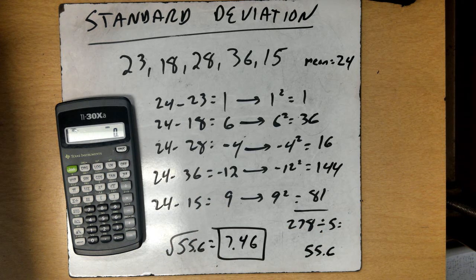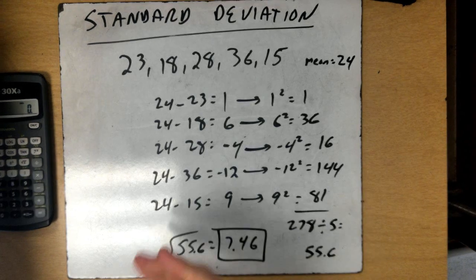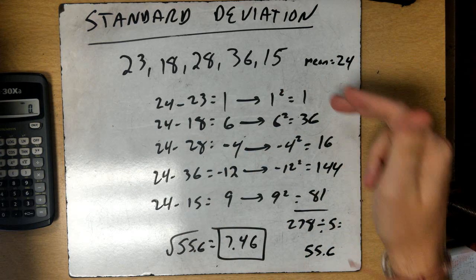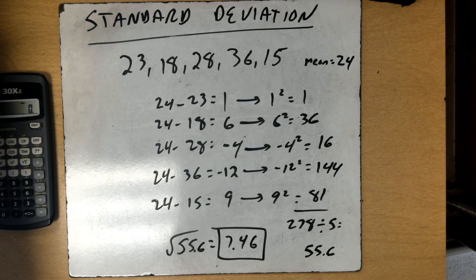So that's standard deviation. It's steps. Find the mean: add them up and divide by how many there are. Subtract each number from the mean and square it. Add the points up, divide that by how many there are, and then go ahead and square root that number. And that's how we do standard deviation.